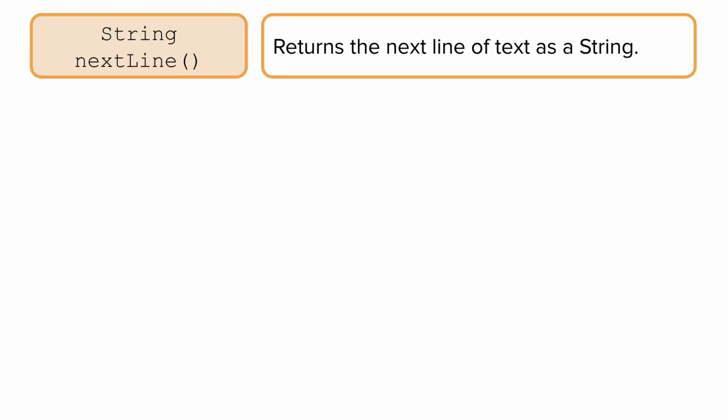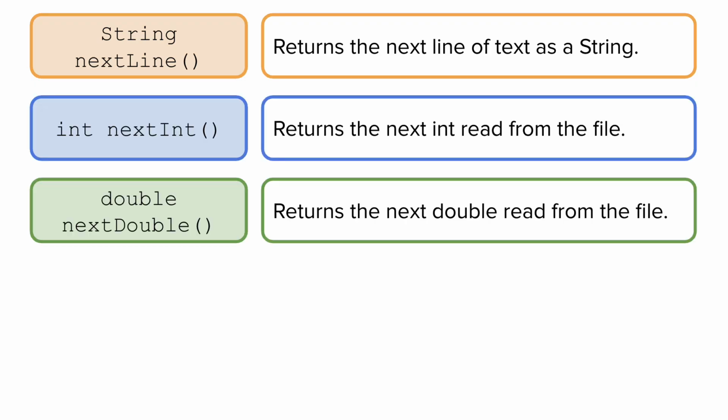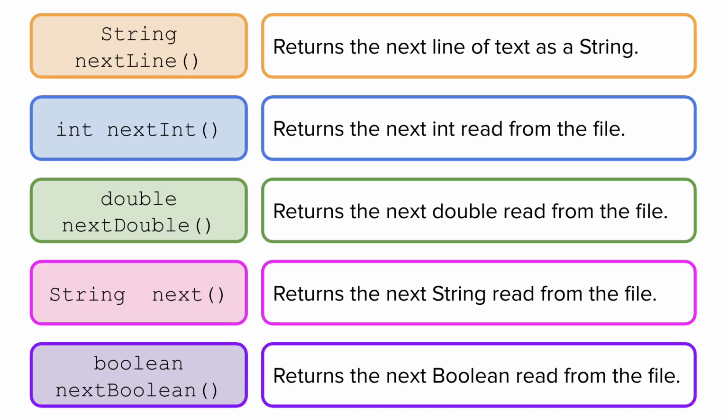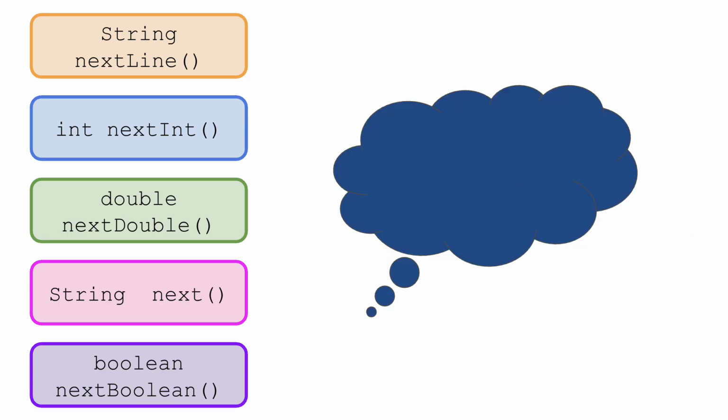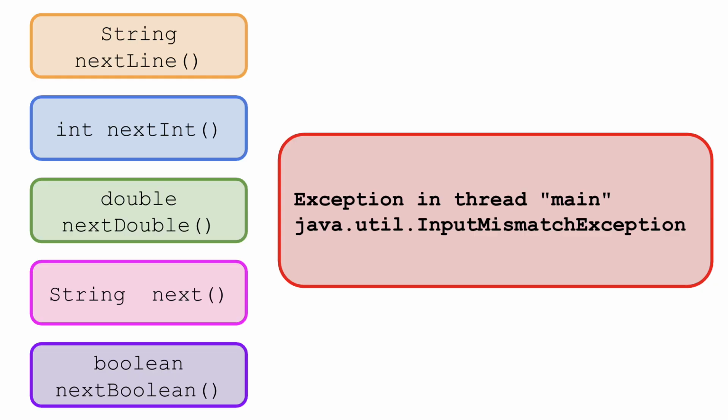NextLine returns the next line of text as a string, but you can also use nextInt to return the next int read from a file, nextDouble to return the next double read from the file, next to return the next string read from a file, and nextBoolean to return the next Boolean read from a file. You might be thinking, haven't I used these methods before? And you're right, these methods are the same as when you use the scanner class to get keyboard input from the user. Watch out for input mismatch exception errors.